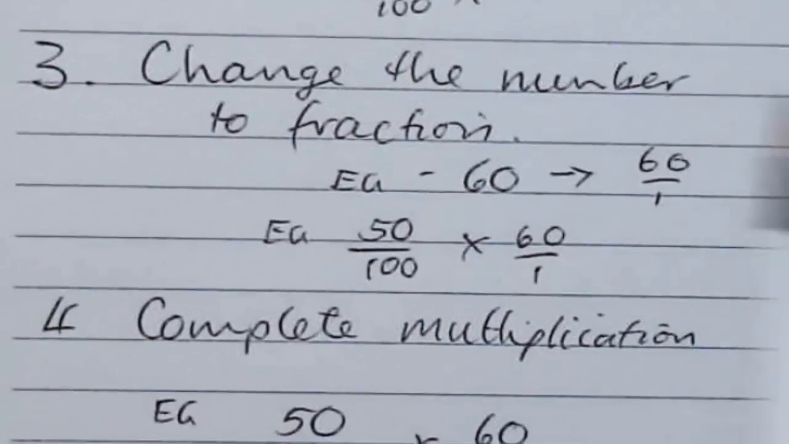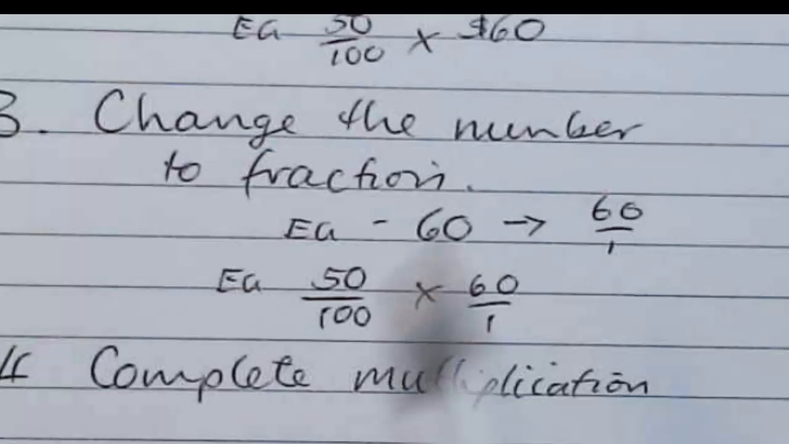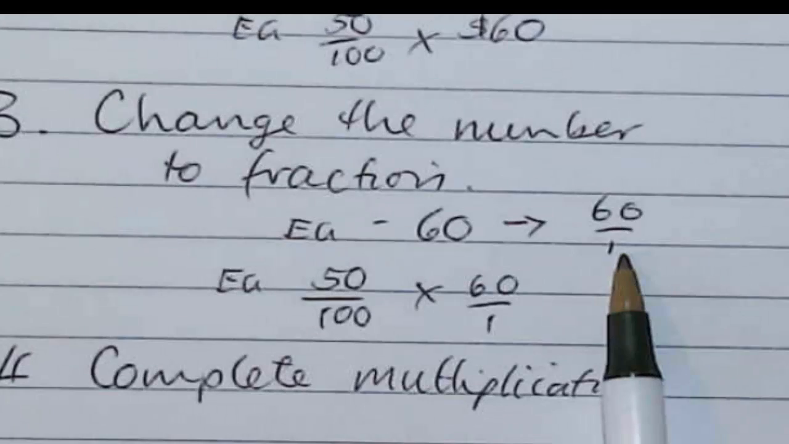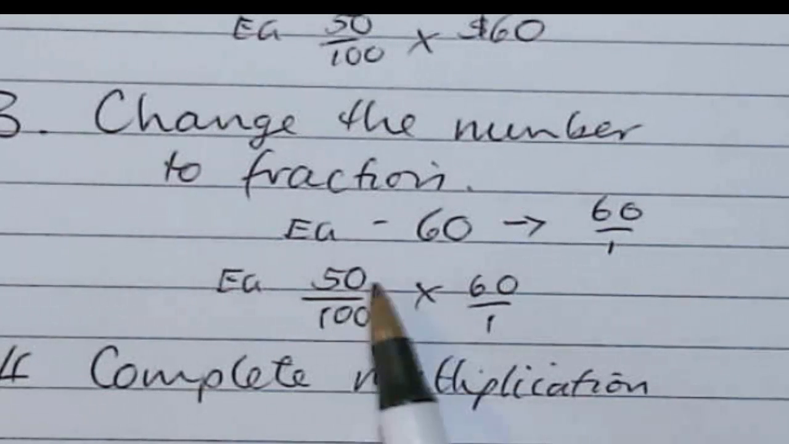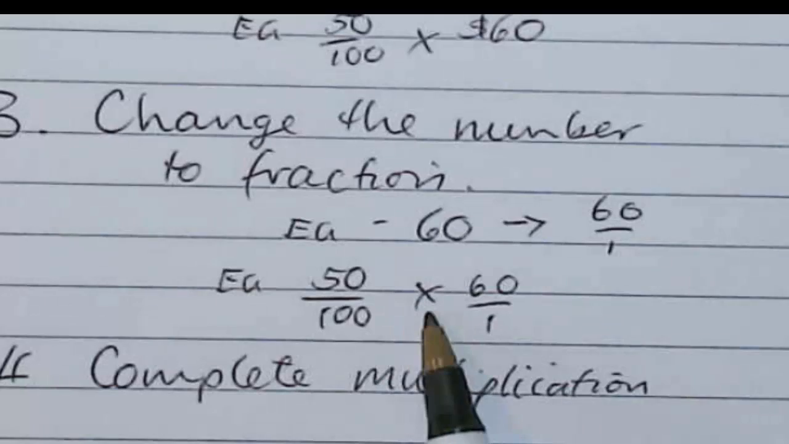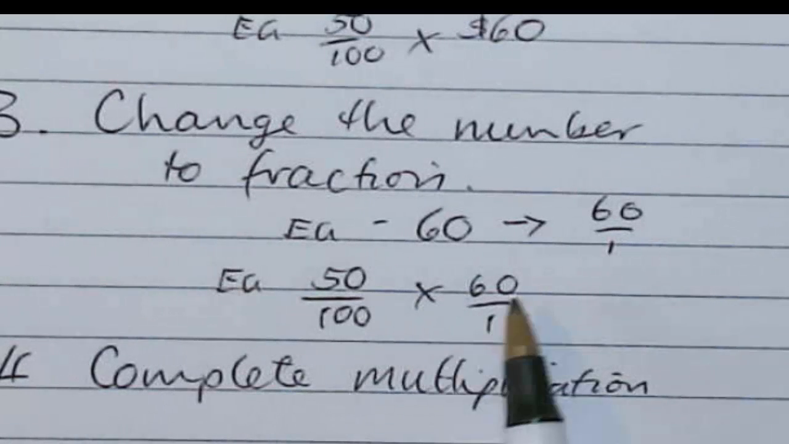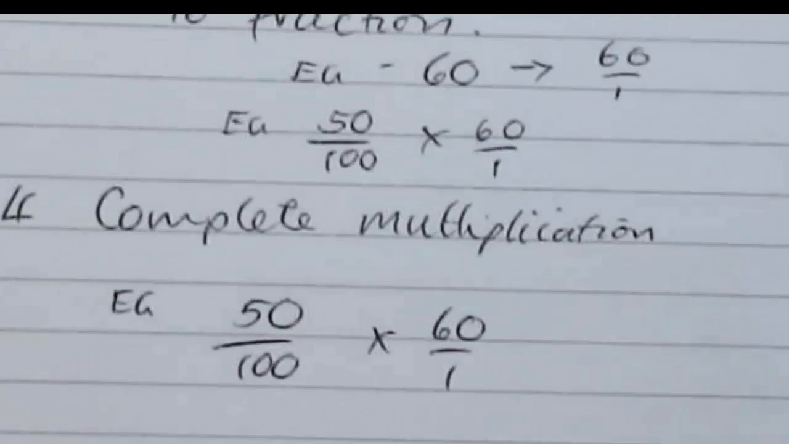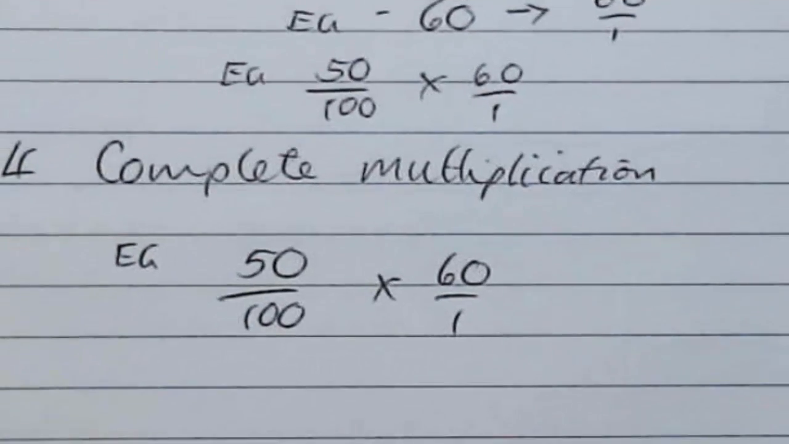Third step, change this other number to a fraction. So the 60 changes to 60 over 1. It's an improper fraction, but it's a fraction we're after. So we now have our 50 out of 100, the of changed to a multiplied sign, and our 60 is a fraction, 60 over 1. From there, do your normal multiplication.